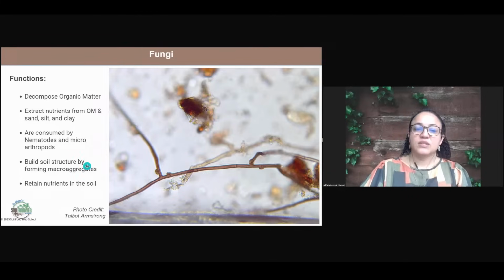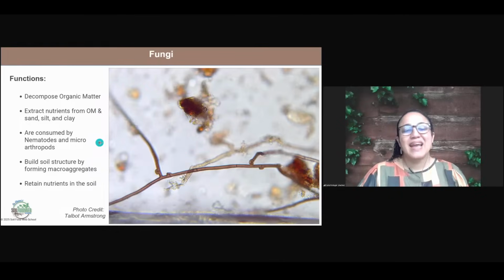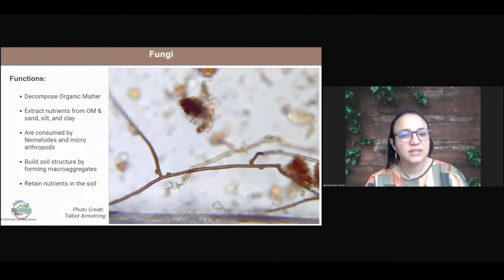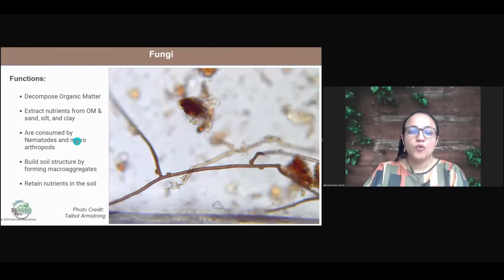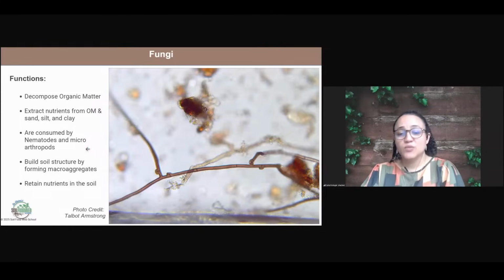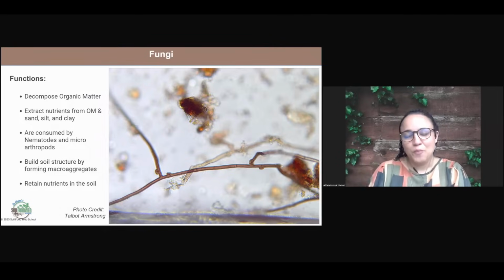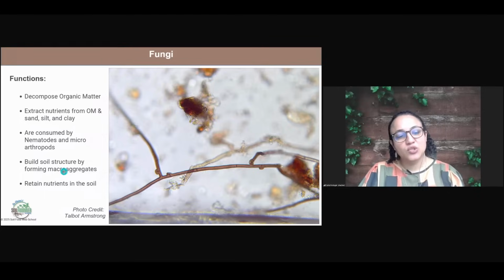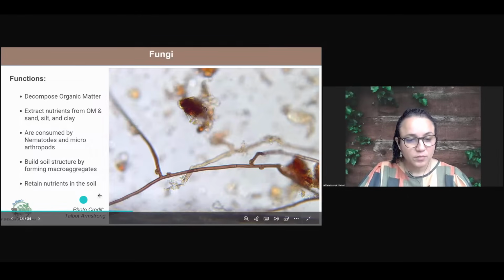We need to be conscious that there are many layers of information that we need to evaluate before taking one final decision. Those guys are on the same level as bacteria in decomposing organic matter, extracting nutrients from organic matter, sand, silt, and clay. They are consumed by fungal-feeding nematodes and microarthropods. So you don't want an outbreak of microarthropods in your area, because they can chop down the fungal population more than you wish for. And they beautifully build soil structure, forming the macro aggregates that we want so much.